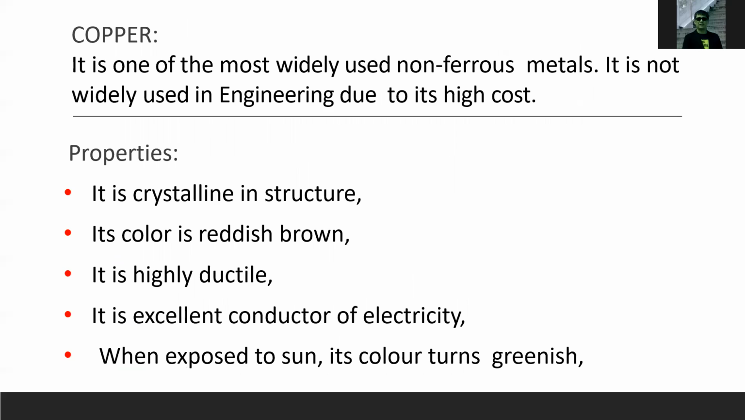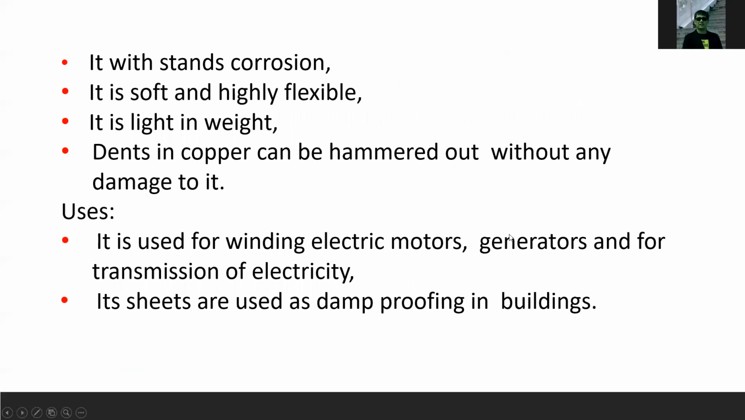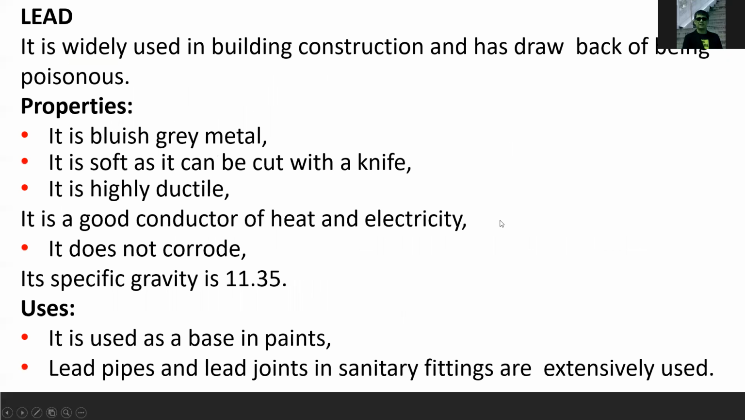Another one is copper. It is the most used non-ferrous metal. Its color is reddish brown, very ductile, and an excellent conductor of electricity. It turns green when it's exposed to sunlight. It stands corrosion. It is soft and highly flexible, like copper wire. It is used for winding electric motors, generators, and transmission of electricity. Its sheets are used for damp proofing in buildings.